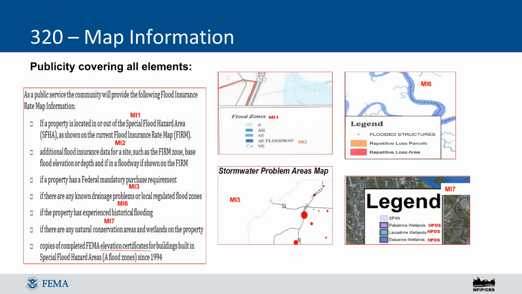Besides documenting the service, you need to publicize it. For example, the blurb on the left-hand side is taken out of a letter sent directly to all residents. And then you have to show how you know this information, and that's usually through mapping. The example to the upper right shows MI6, rep loss properties. And that's where flooding has occurred in the past, so this covers MI6, which is credit for historical flooding information. So just show us how you know the information. Make sure you mark up your documentation thoroughly, showing us where each MI1 through 7 are at, so that it's easy enough for your CRS specialist to follow, and we don't overlook it and miss credits for you.